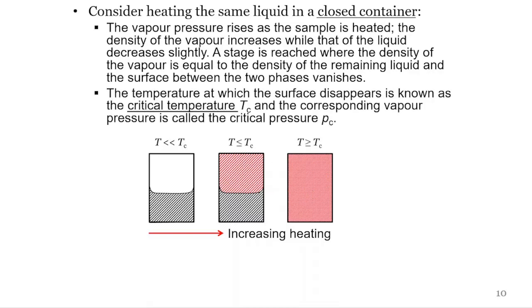The temperature at which the surface vanishes is known as the critical temperature, and the corresponding pressure is known as the critical pressure. For example, the critical point of water is 378 degrees centigrade, and its corresponding critical pressure is 218 atm.